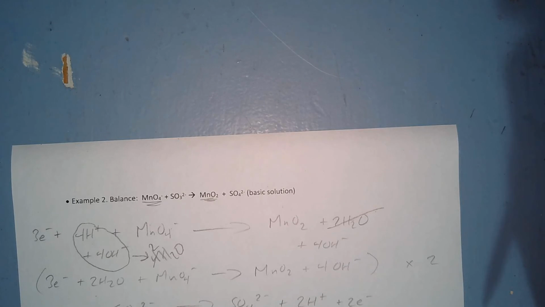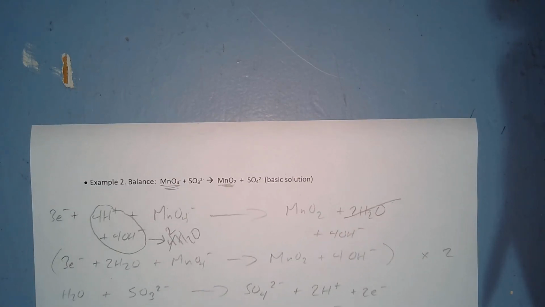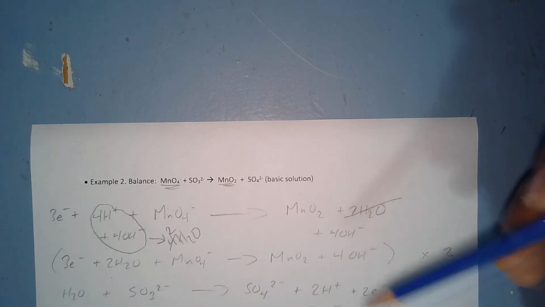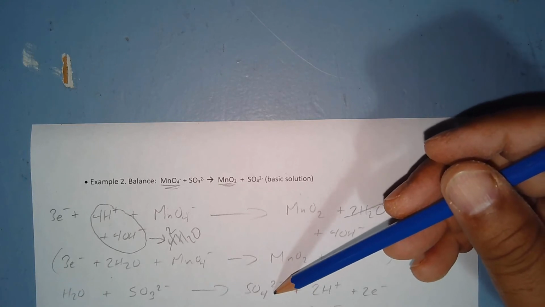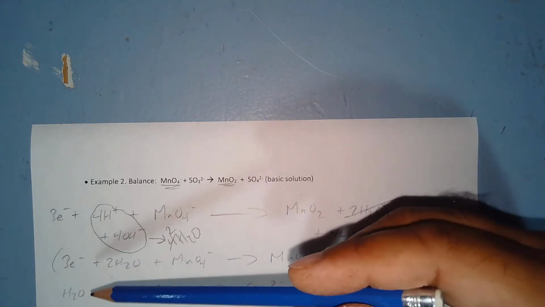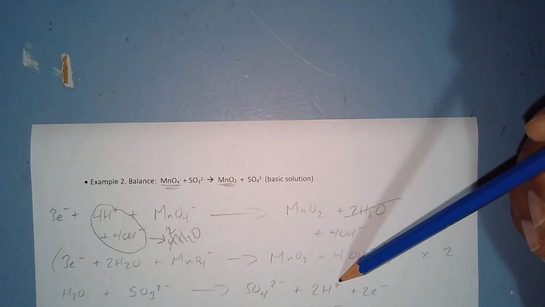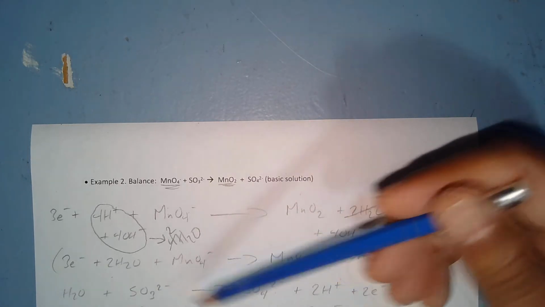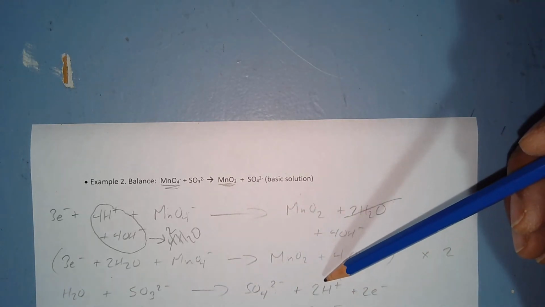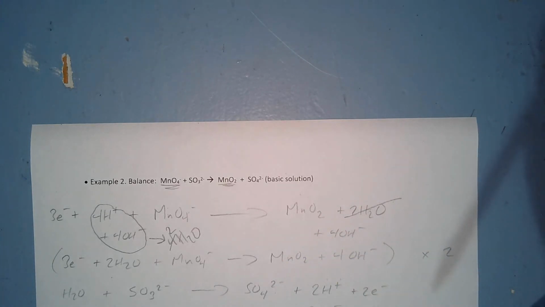Okay, next one with the sulfurs, same thing. S is already balanced. We've got 1 more oxygen on this side, so we add water. We've got 2 hydrogens, so we add 2H plus, and then this side's the -2. We've got -2 and positive, that's 0, so we add the -2 here.